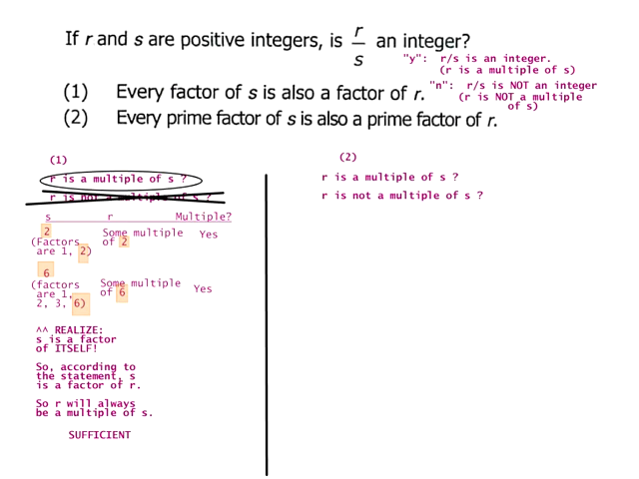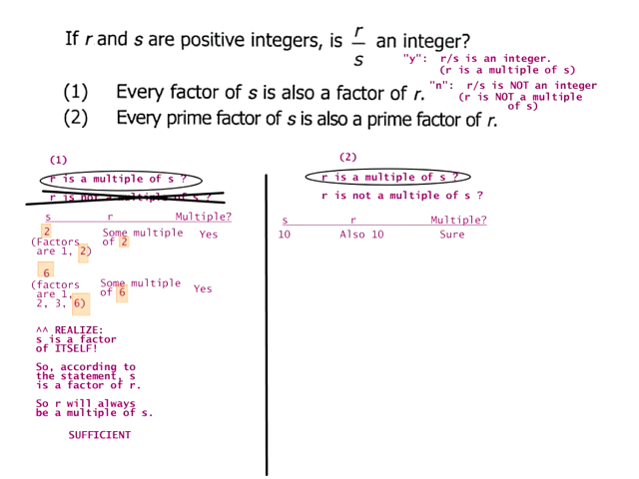Let's try to do it in statement 2. So getting the first case is not so bad. I mean, you can just make S and R the same number. So, like if S is, I don't know, 10, and R is also 10, then sure, because every prime factor of 10 is definitely also a prime factor of 10. So we got this. How are we going to get it to not be a multiple?